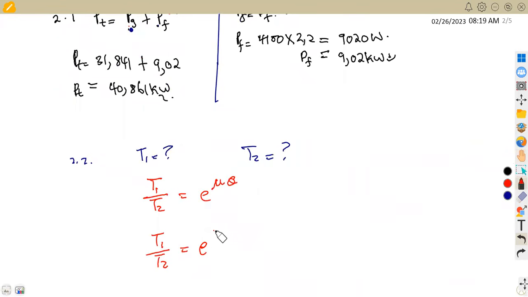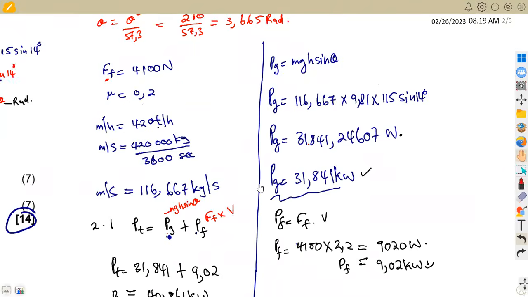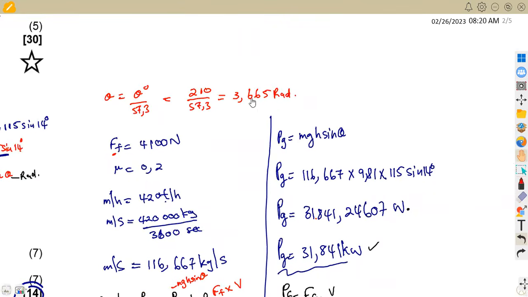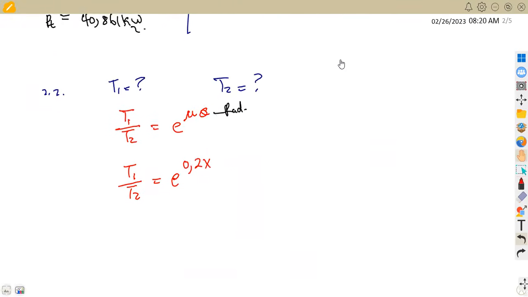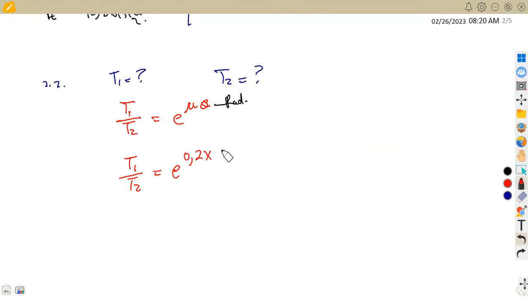We're going to substitute the exponent of 0,2 times, that's 0,2, not 0,4, 0,2 times theta. Remember, I told you that this theta is supposed to be in radians. So we are taking the answer in radians. For that, we converted here. Remember, we got 3,665. So you're going to multiply by 3,665. So that means T1 over T2.